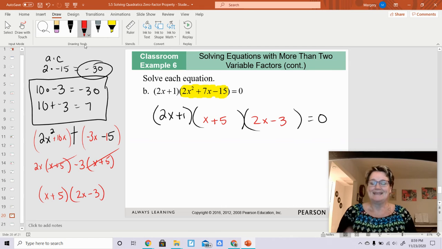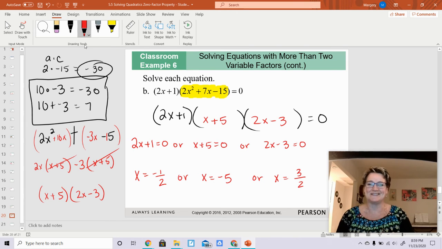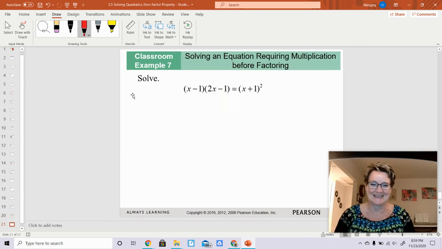Alrighty. Now, we have 3 parentheses. You have to set each one of those parentheses equal to 0, so x plus 5 equals 0, or 2x minus 3 equals 0. So on the first one, after you do all the math, you should get a negative 1/2. Or do all the math here, you should get a negative 5. Do all the math here, and you should get x equals 3/2. So you have 3 answers. All right, let's see what the last problem looks like.